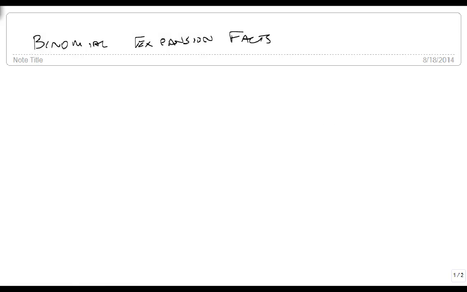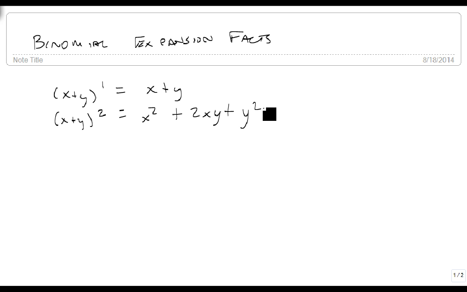We're now going to talk about some facts that come from binomial expansion. So we're going to look at a couple of cases. Suppose that we have x plus y to the first power. Well, that means that when we expand this, we just get x plus y. Well, x plus y squared, we know this one. That gives us x squared plus 2xy plus y squared.